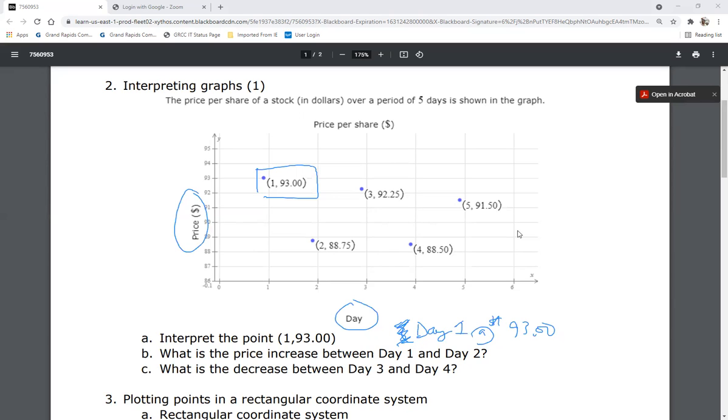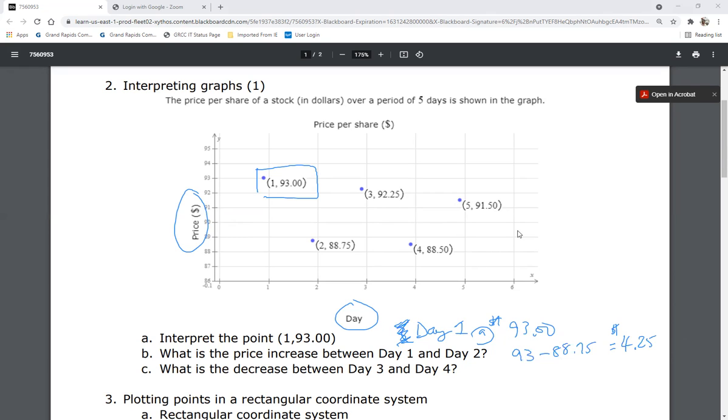Then the second part of the question is, what is the price increase between day 1 and day 2? Now I think I meant decrease instead of increase, because between day 1 and 2 the price went down. So in this case, what is the price difference? It is going to be 93 minus 88.75, which is 4.25. So the price difference between day 1 and 2 is $4.25.